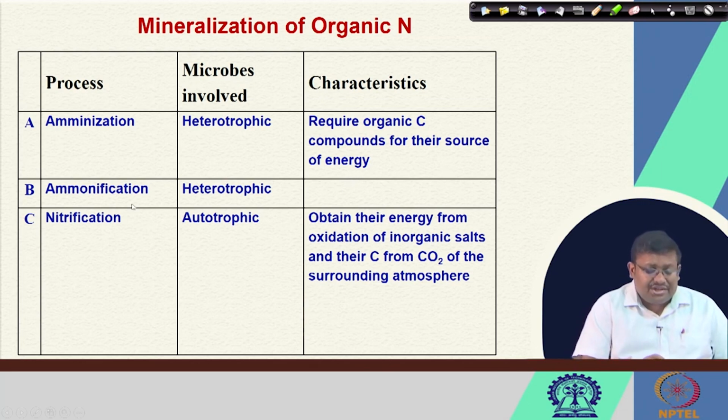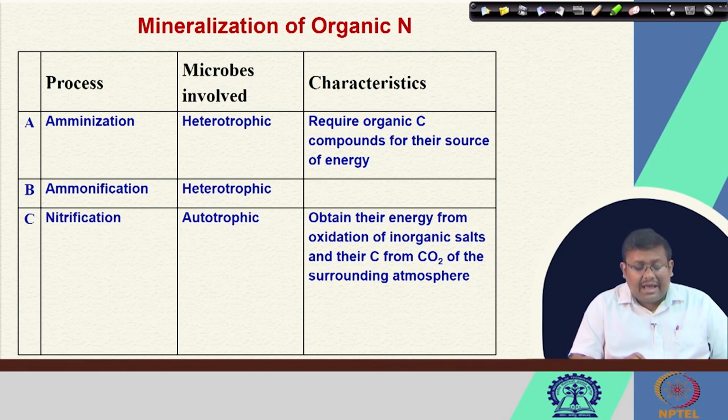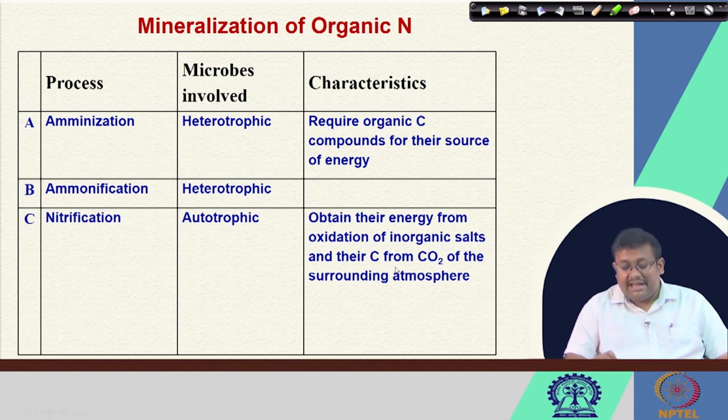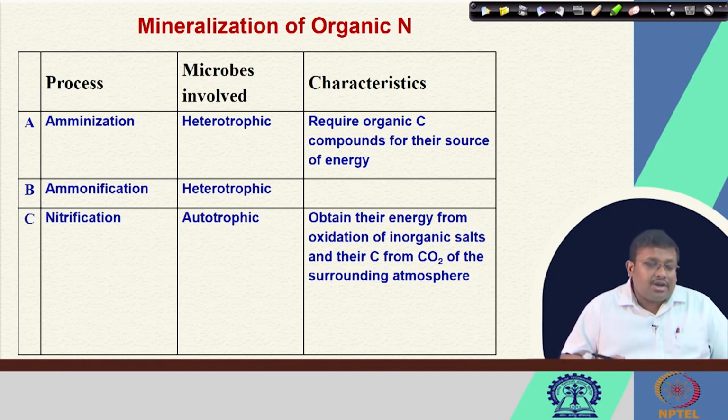The second process is the ammonification process. Here also heterotrophic microorganisms are involved. The nitrification process is governed by autotrophic microorganisms, and these autotrophic microorganisms obtain their energy from the oxidation of inorganic salts and their carbon from the carbon dioxide of the surrounding atmosphere. These are the processes and the microorganisms involved in them.